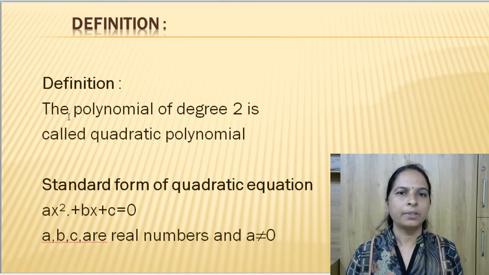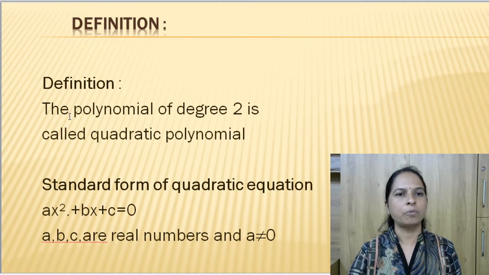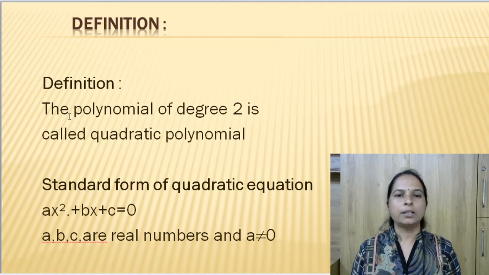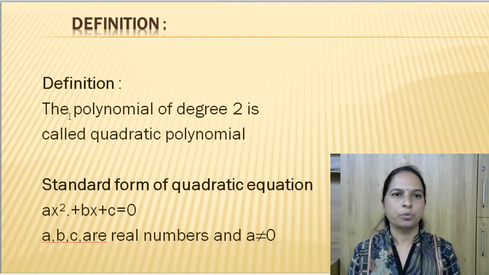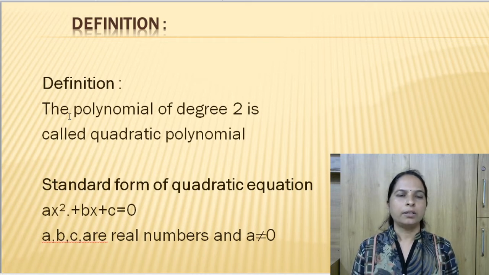The polynomial of degree 2 is called the quadratic polynomial. What is the standard form of this quadratic polynomial? That is ax square plus bx plus c is equal to 0, where a, b, c are real numbers and a is never 0. What happens if a is 0? If a is 0, it is not a quadratic equation, it will become a linear equation.